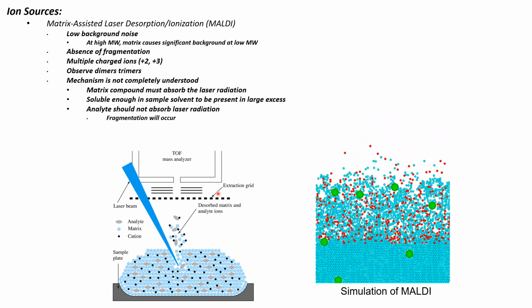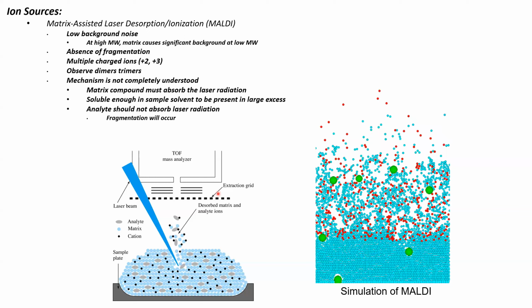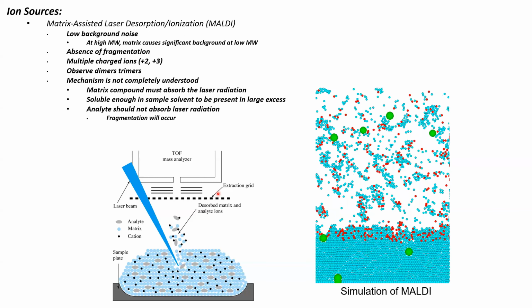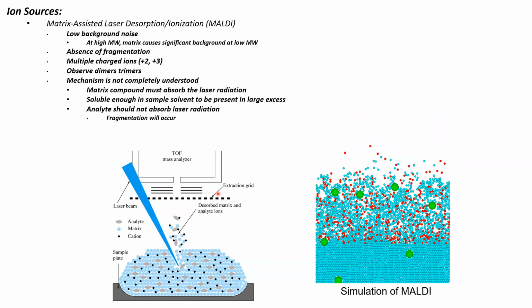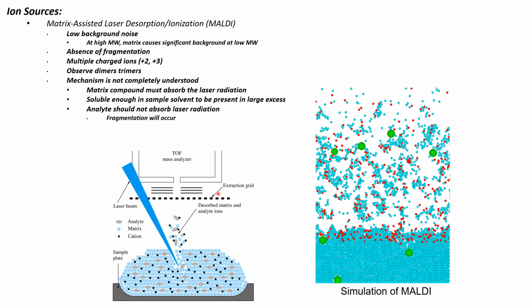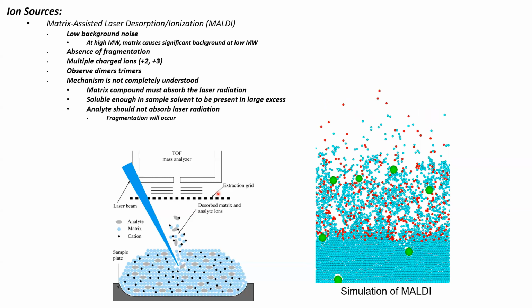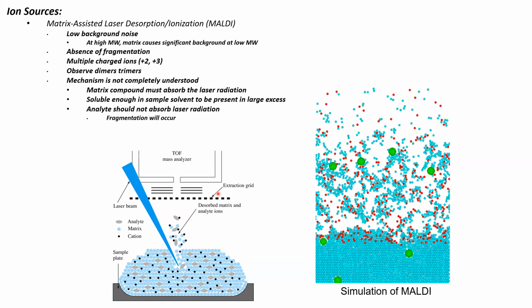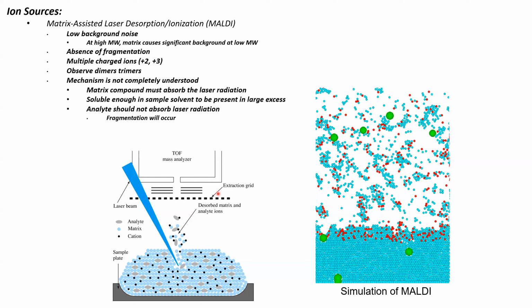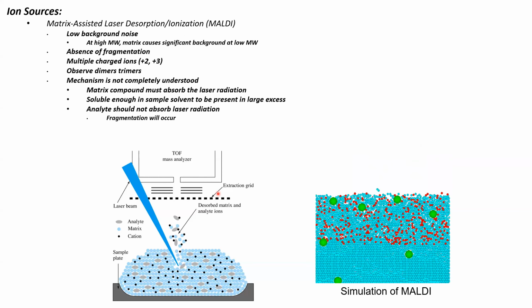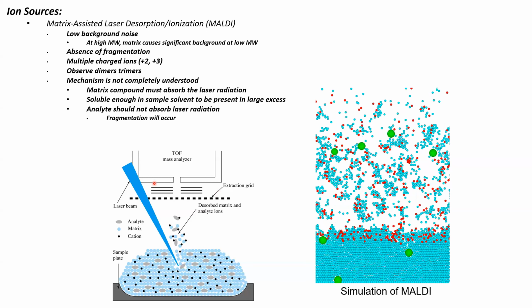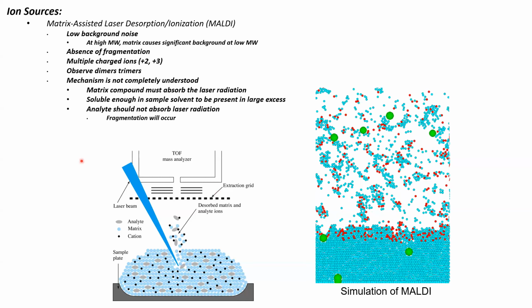The matrix compound must absorb the laser radiation and be soluble enough in the sample solvent to be present in large excess, and the analyte should not absorb the laser radiation. Otherwise, fragmentation will occur. Basically, the laser produces a lot of energy at specific wavelengths. However, if those wavelengths are also absorbed by our large molecule, then we will get fragmentation, because the energy will be used during the relaxation process to fragment the sample.